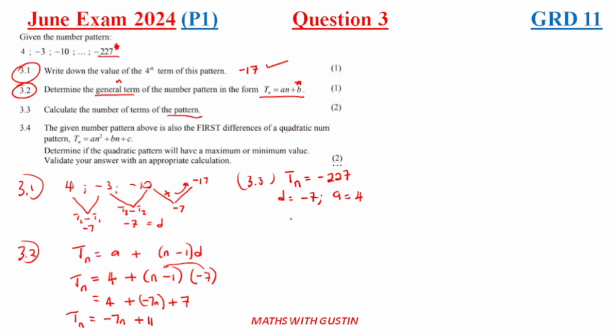Or what we can do, since we've got the general formula, we can use our general formula. We already know what Tn is here, so we're going to substitute it onto our general formula.